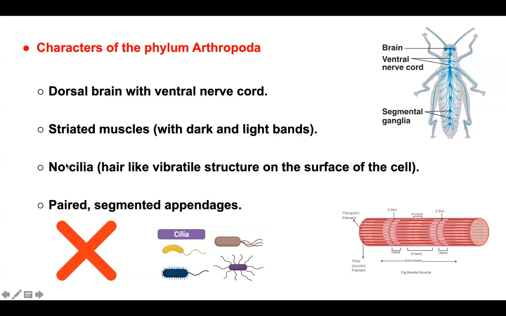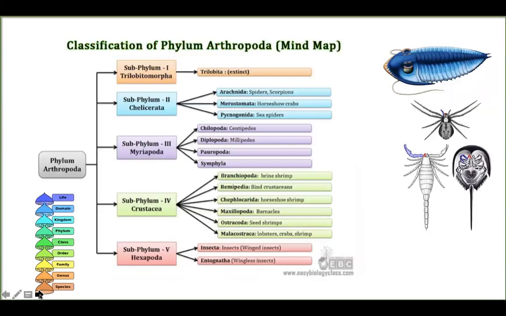And they have no cilia, like you might have seen in amoeba, euglena, paramecium, and microbes, which have cilia-like structures on the outside of the body. So arthropods do not have cilia. Then they have paired segmented appendages. Their appendages will always be paired, like foreleg, middle leg, hind leg, and then forewing, hind wing. Those are all appendages, and they are paired.